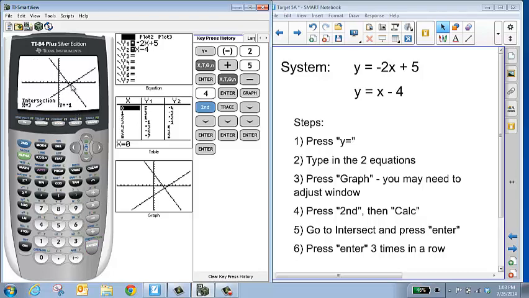As you can see, it gives us an intersection point that has a value of x equals 3 and y equals -1. So that's how you can solve a system of equations by using your graphing calculator.